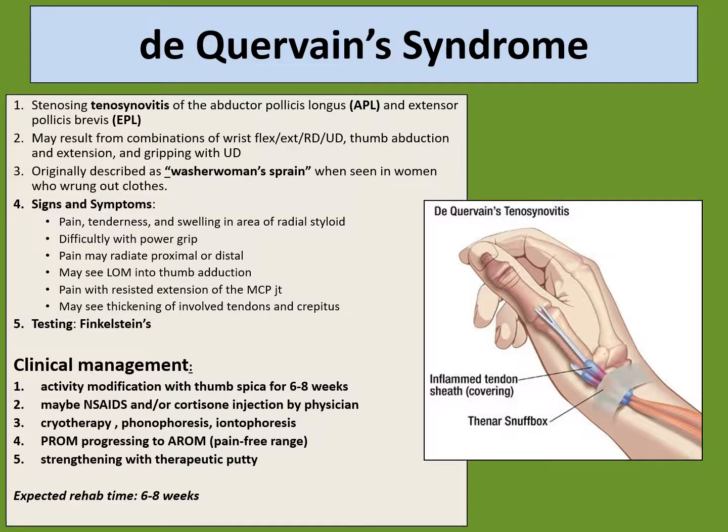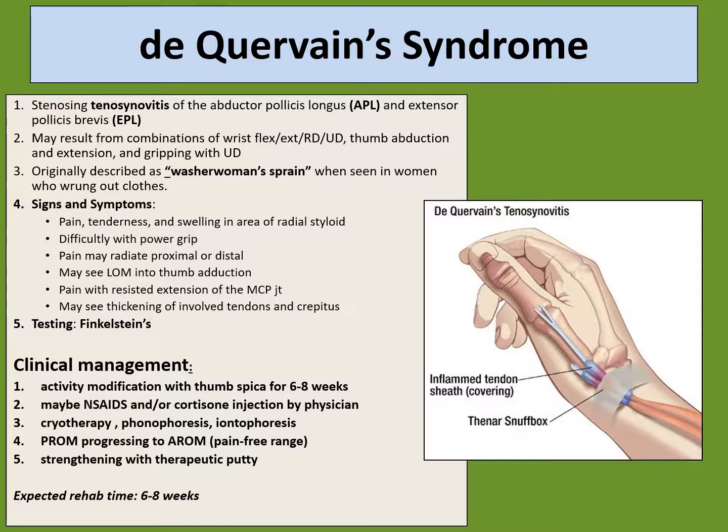De Quervain syndrome is tenosynovitis of the abductor pollicis longus and extensor pollicis brevis. This can come again as an overuse syndrome or with a stress of a combination of movements of wrist flexion, extension, radial and ulnar deviation, as well as thumb abduction and extension, whenever you're gripping something with ulnar deviation.